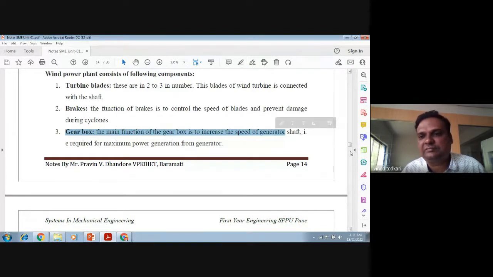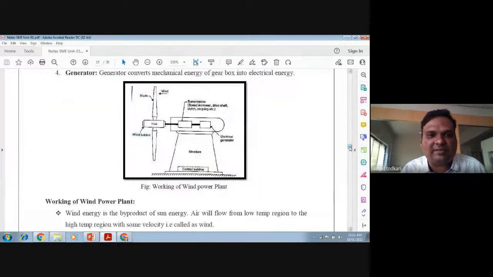Yes. To manage the speed. The gearbox is used to increase the speed. Because see here, have you seen a wind turbine?